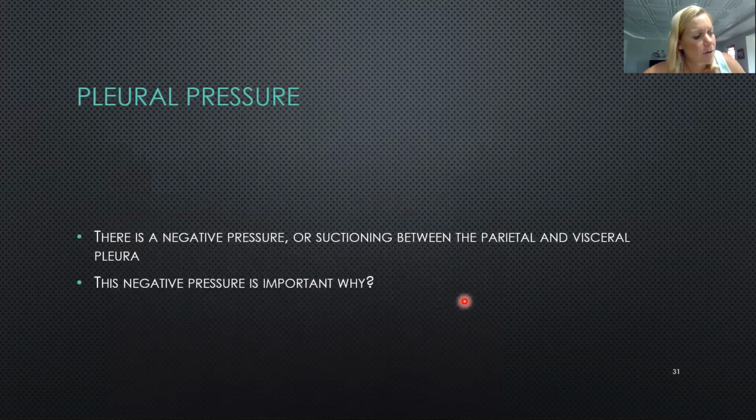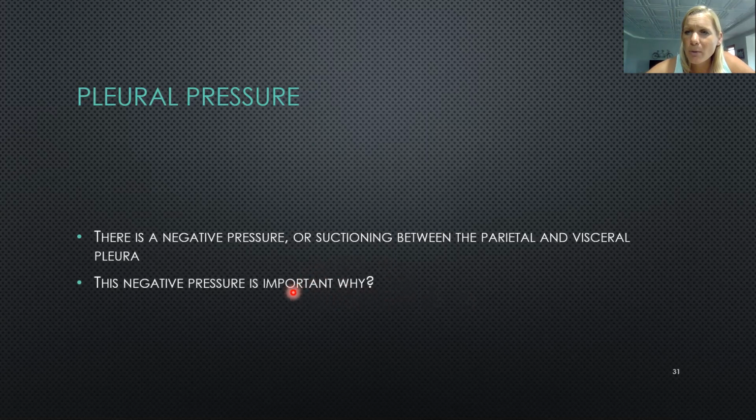Okay. So, as I've alluded to, we have this whole thing of pleural pressure, right? We have a negative pressure, or the suctioning pressure, that lies in between these two layers, okay? Think of this like when a dryer sheet sticks to you. It's the suctioning power, and it's hard to pull it off, right? They want to be close to each other, the dryer sheet and your pants or whatever, right? So we have this negative pressure that creates a suctioning power between these two layers.